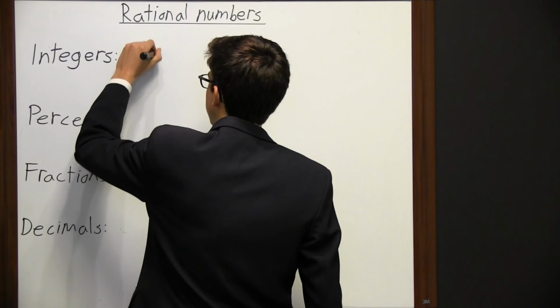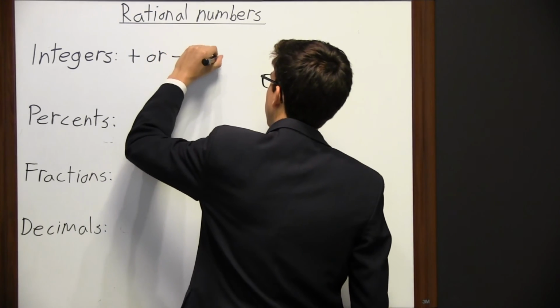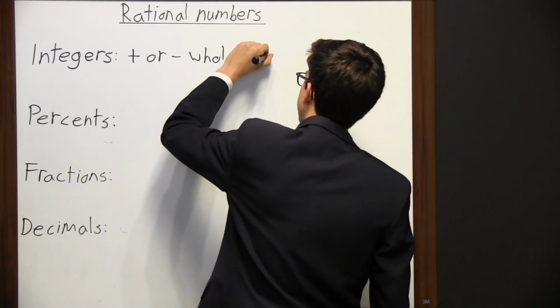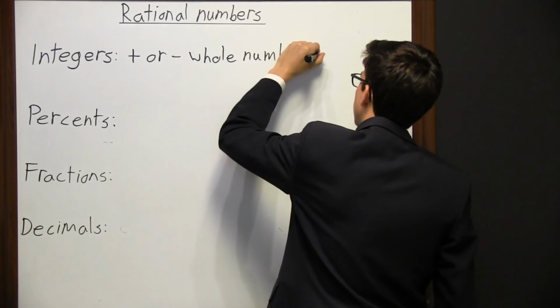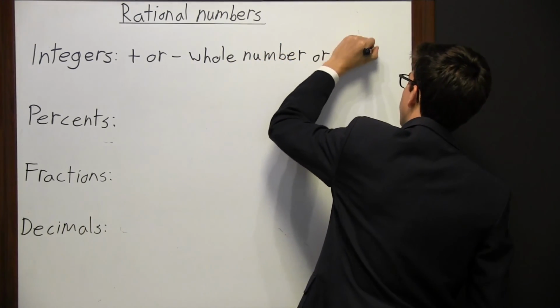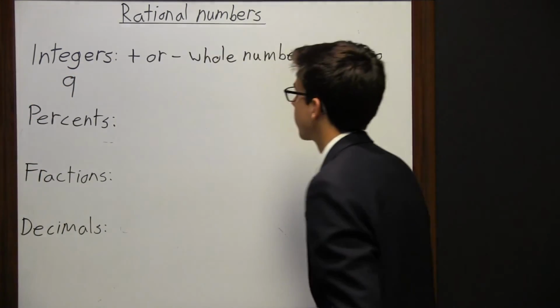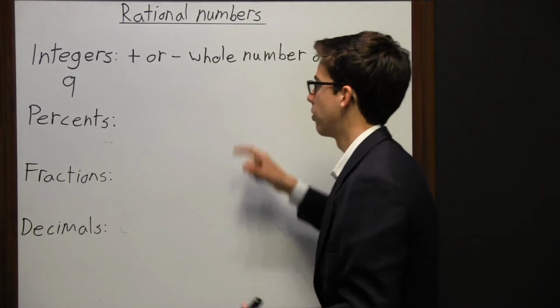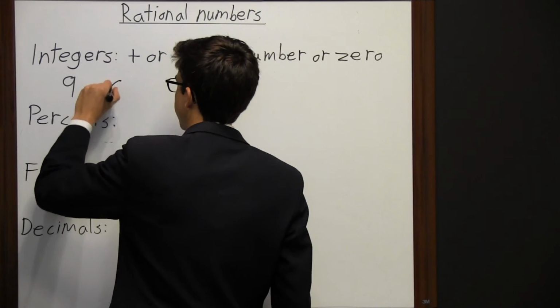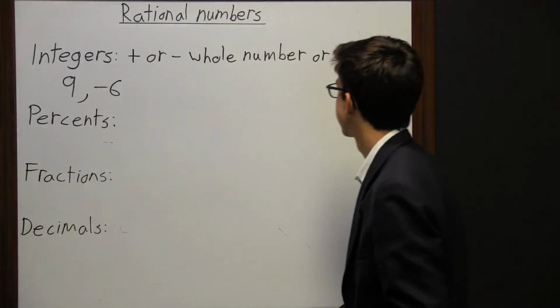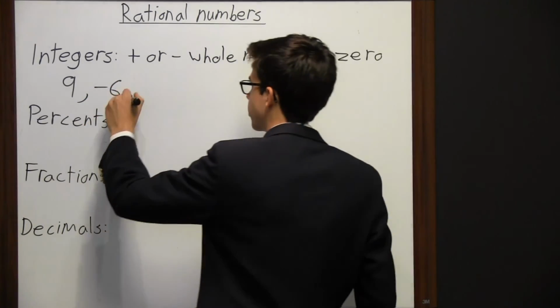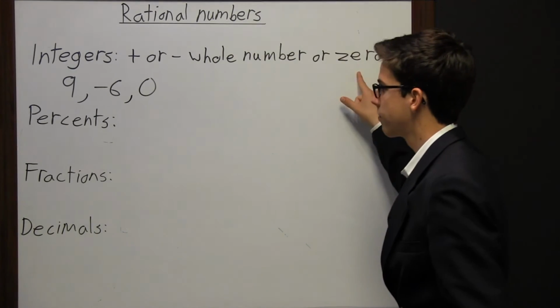An integer is a positive or negative whole number or 0. So 9 would be an integer because it's a positive whole number. -6 is an integer because it's a negative whole number. Then, of course, 0 is an integer because we said it was.